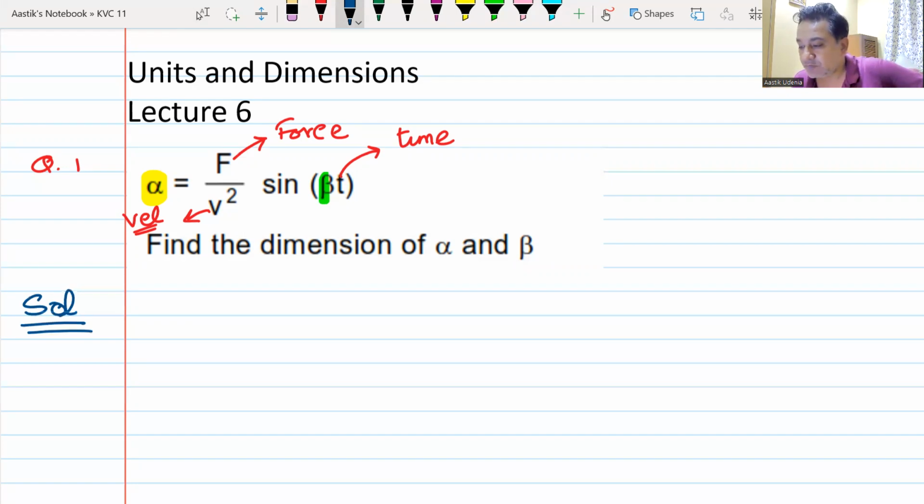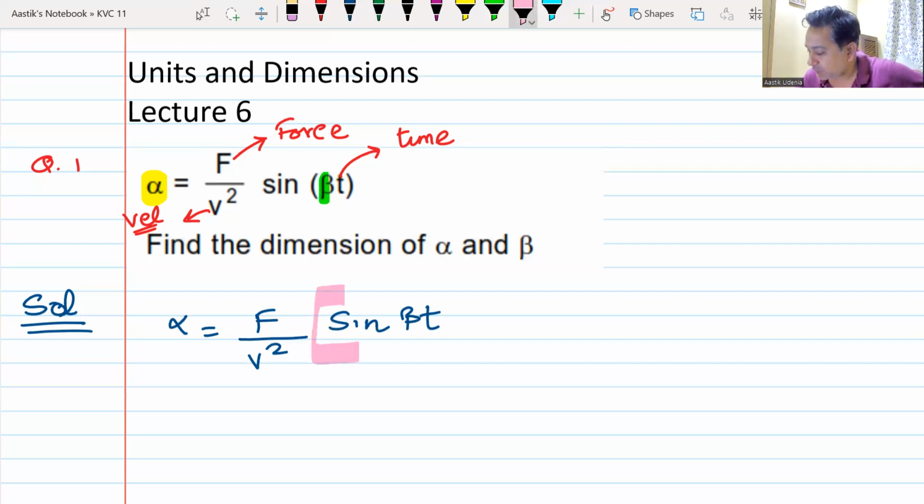Yes or no? Now, sir, let me first write alpha is equal to F by v squared, sine of beta t. Now you must remember what we have learned. Whatever is inside this bracket, what will be the dimension of this entire thing? We have already discussed this, right? No dimension. It will have no dimension. I will just put a cross. It will not have any dimension. But let us talk about the blue part also. What about the blue part?